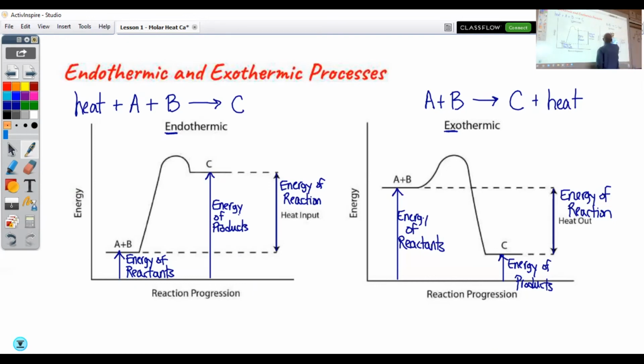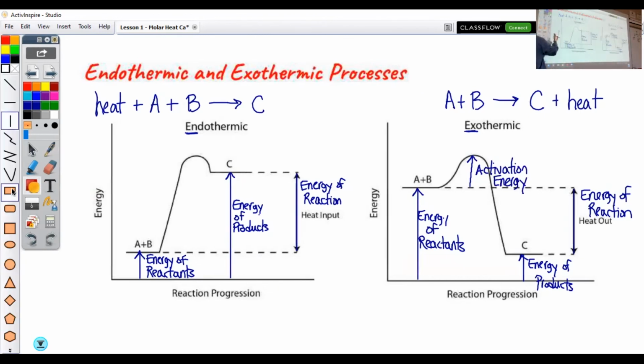That is called the activation energy, and that is what is being represented by this difference in energy here. So this is our activation energy. For an endothermic reaction, that activation energy is much greater.